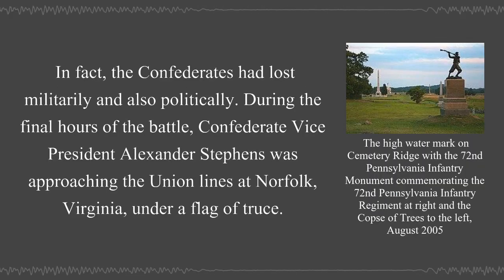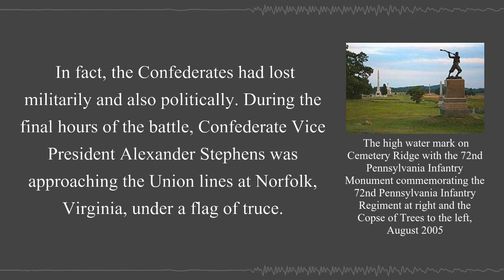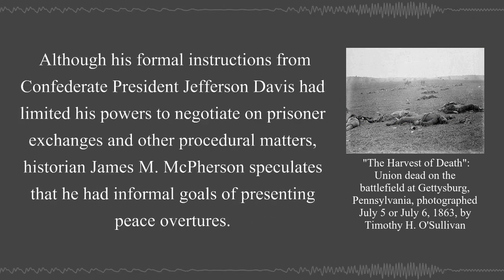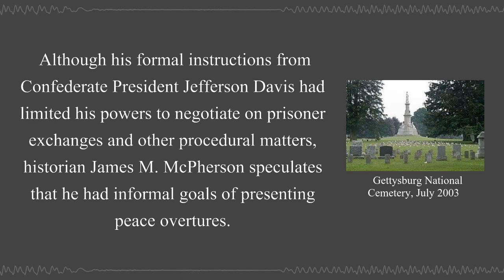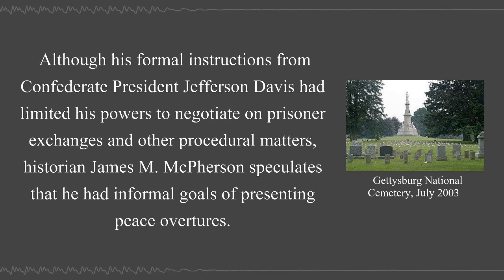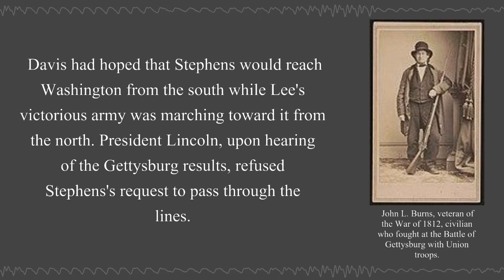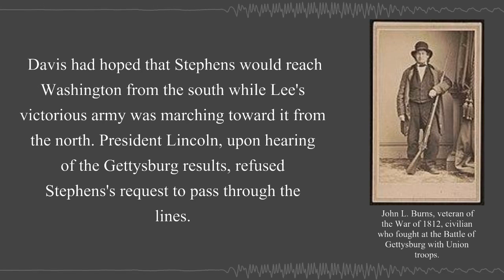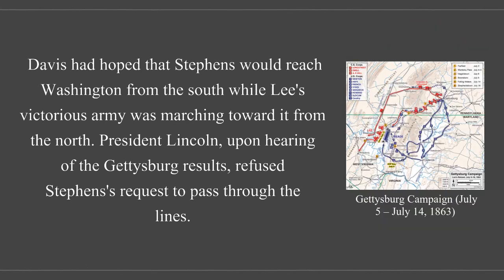In fact, the Confederates had lost militarily and also politically. During the final hours of the battle, Confederate Vice President Alexander Stephens was approaching the Union lines at Norfolk, Virginia, under a flag of truce. Although his formal instructions from Confederate President Jefferson Davis had limited his powers to negotiate on prisoner exchanges and other procedural matters, historian James M. McPherson speculates that he had informal goals of presenting peace overtures. Davis had hoped that Stephens would reach Washington from the south while Lee's victorious army was marching toward it from the north. President Lincoln, upon hearing of the Gettysburg results, refused Stephens's request to pass through the lines.